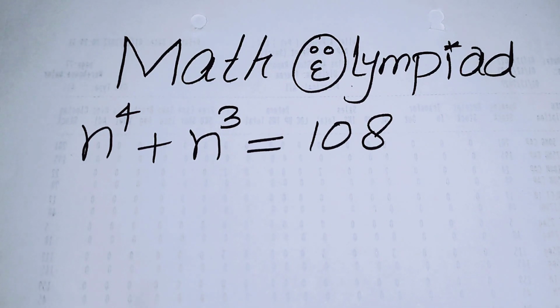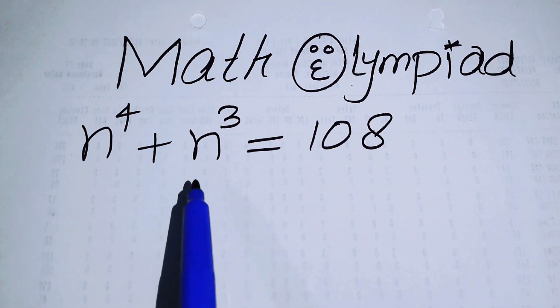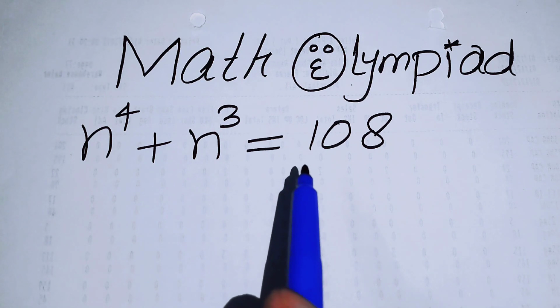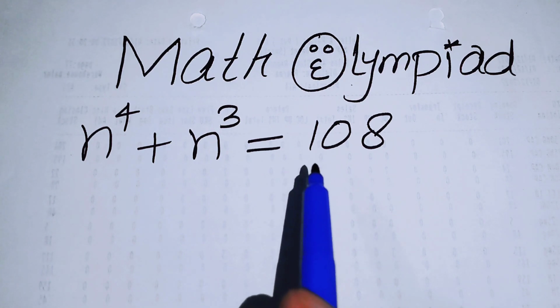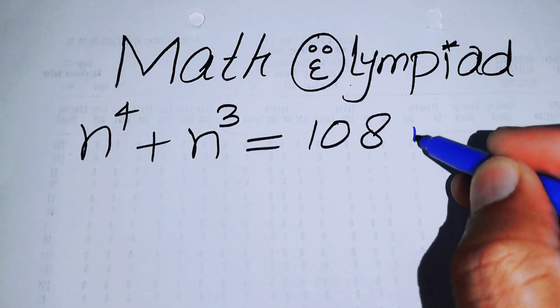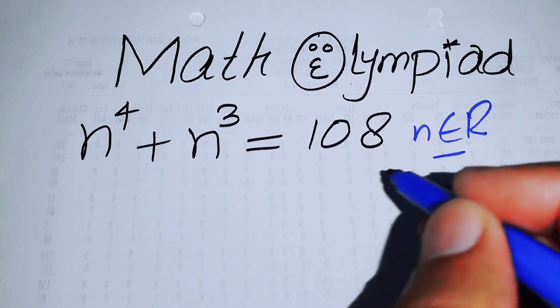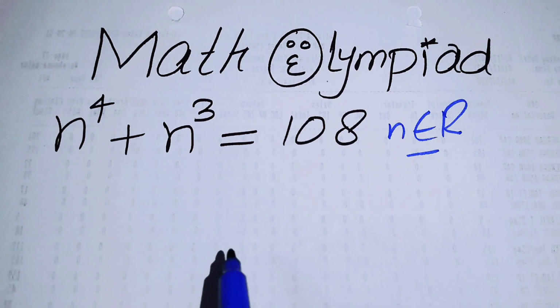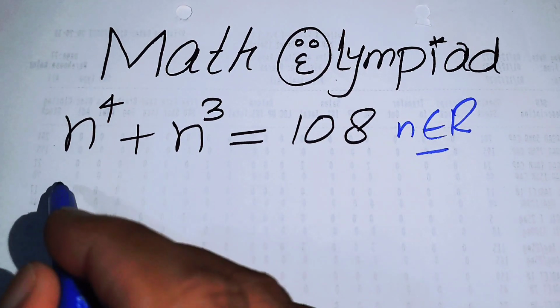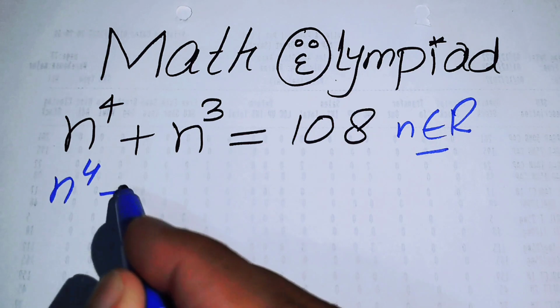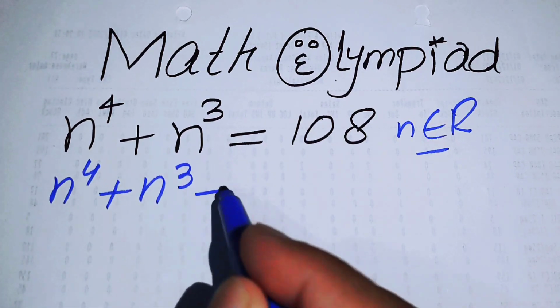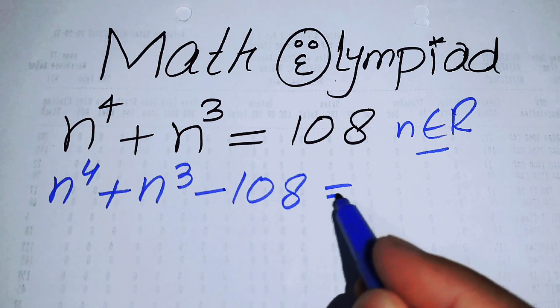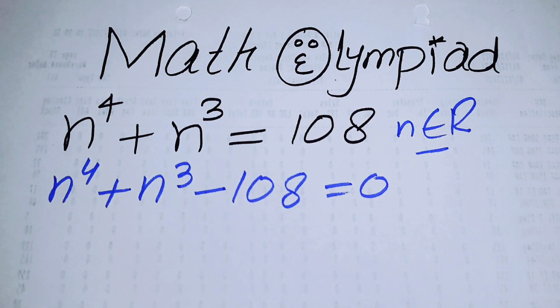In this video we are going to solve this nice algebra problem, and here we have n to the power of 4 plus n cubed is equal to 108, and we will solve this problem for the real values of n. So remember one thing: we can find only the real roots. The very first thing we are going to do is move 108 to the left hand side, so that you will get n to the power of 4 plus n cubed minus 108, and this whole equation is equal to 0.